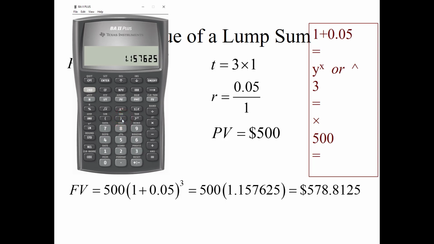Right, so it finished that operation inside of the parentheses. And now we've already told it to take $500 times the value that's in parentheses, so all we need to do is hit equals. And we see we get that same $578.81.